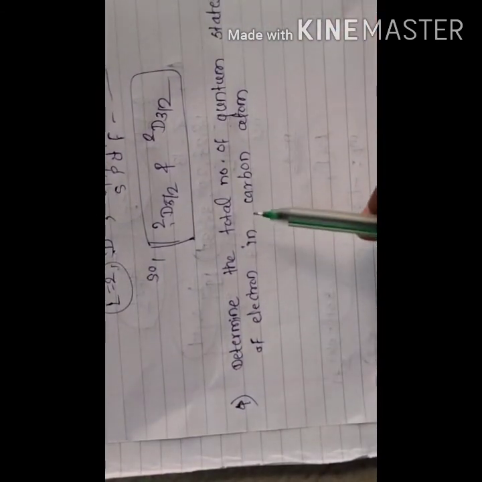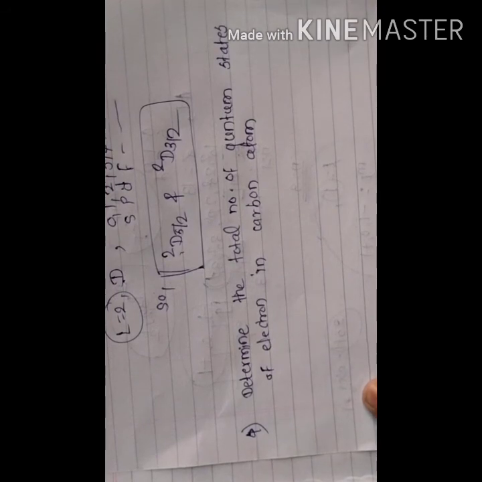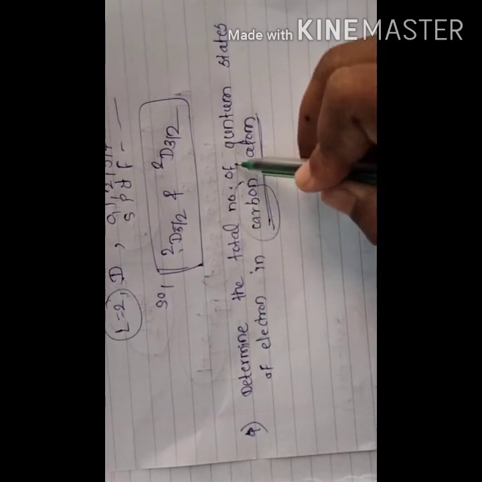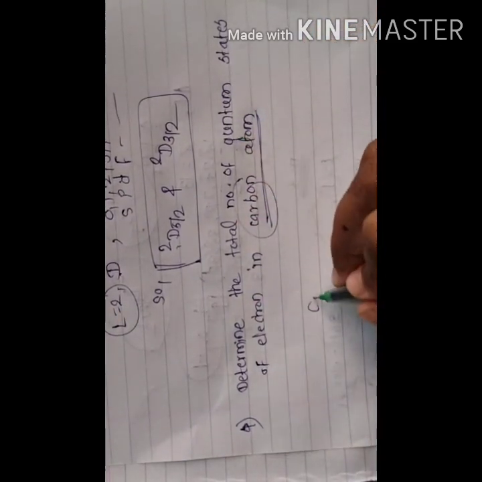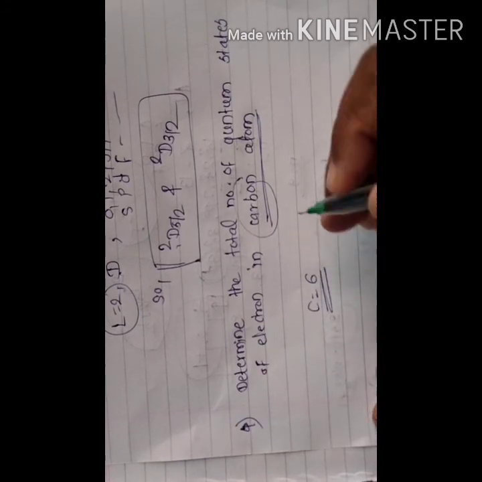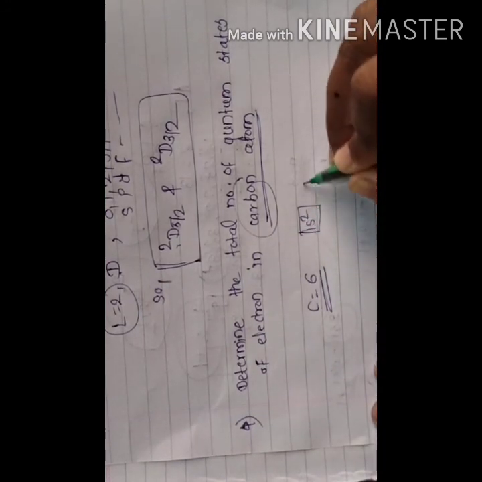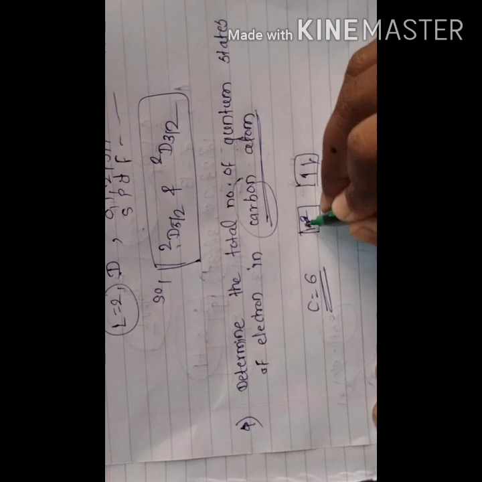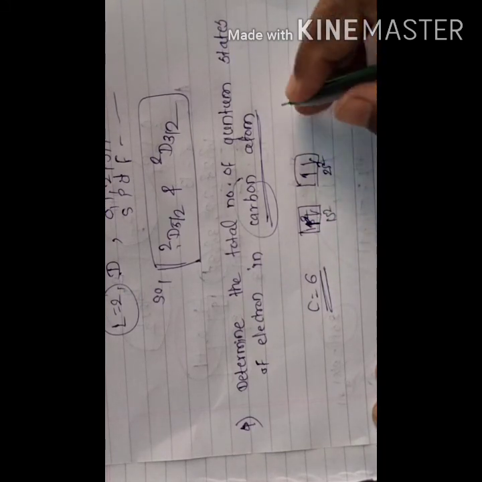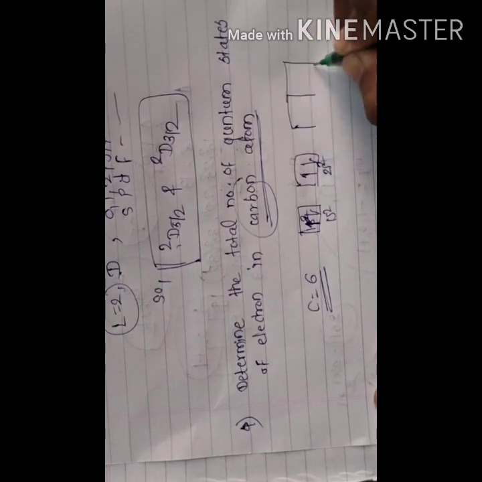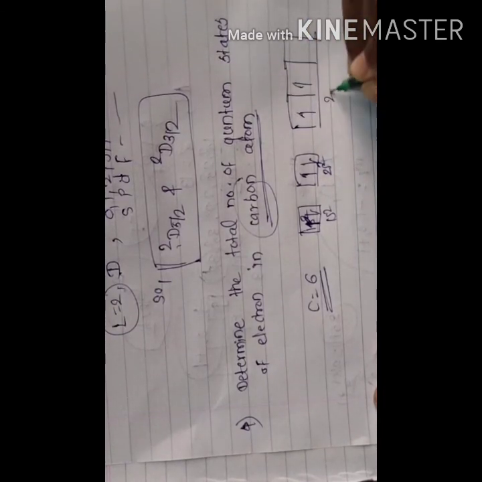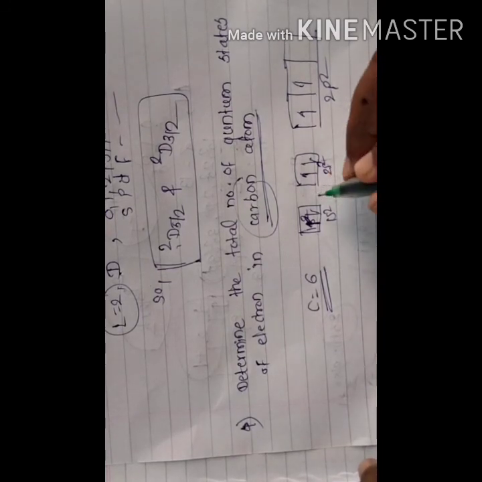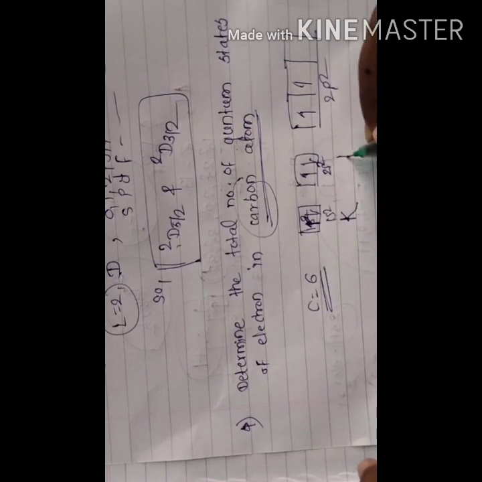Next example, determine the total number of quantum states of electrons in the carbon atom. So we have to write here the total quantum states of this carbon atom. So for carbon the atomic number is 6. Okay, the electronic configuration is 1s2, 2s2 and 2p2. Here this is the K shell, this is the L shell.